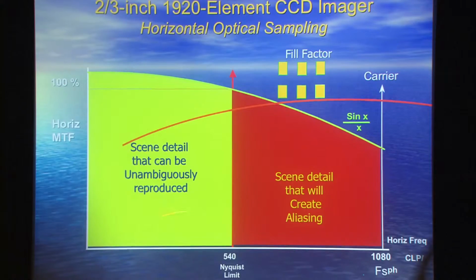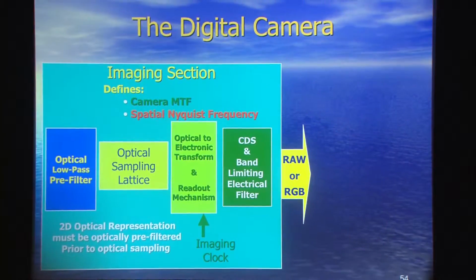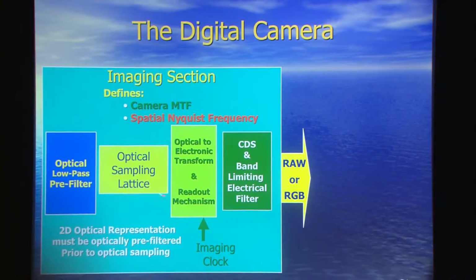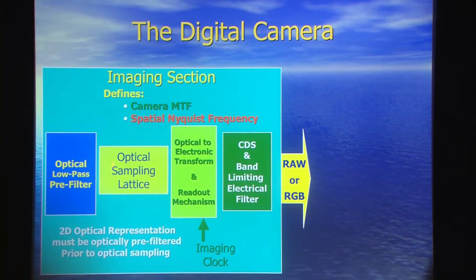So good area, bad area. This is your resolution. This is your nasties. You've got to control. How do they control it? They pre-filter. Here's the sensor doing the sampling.